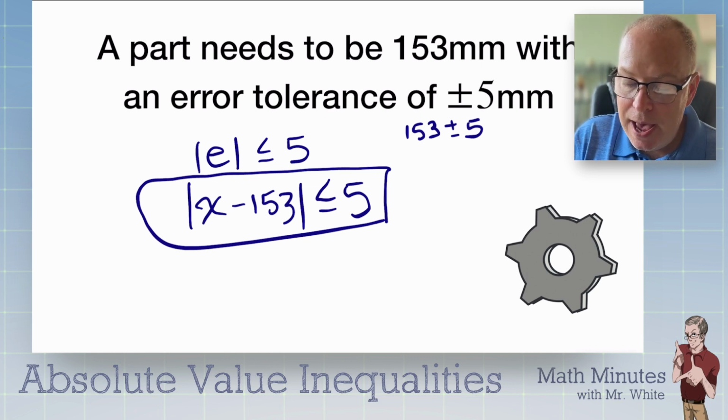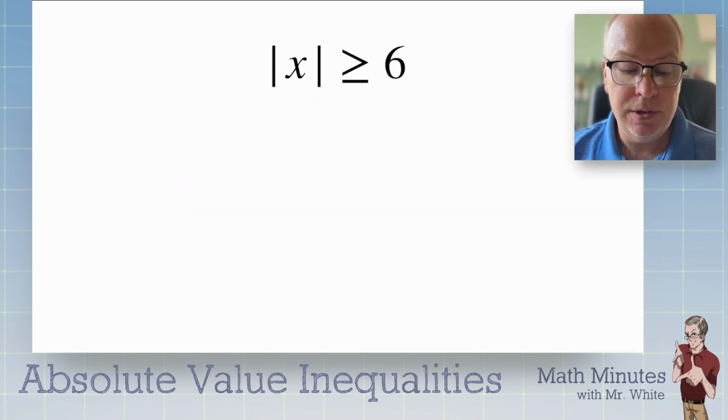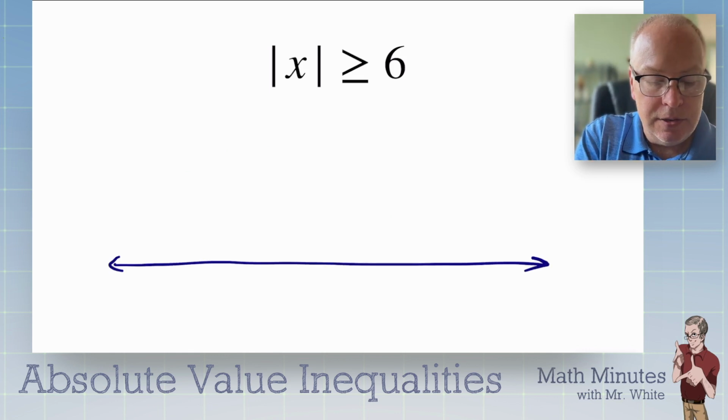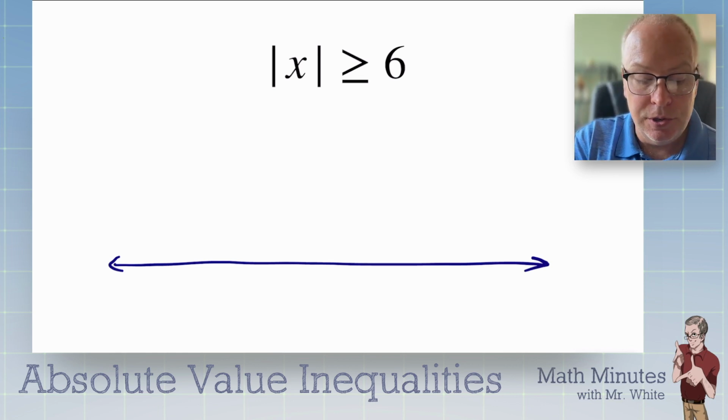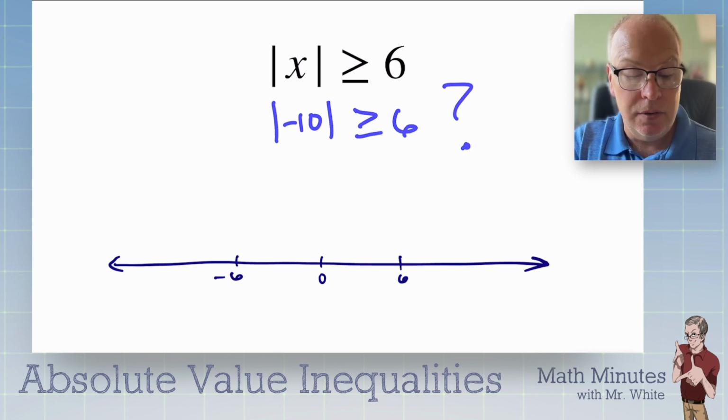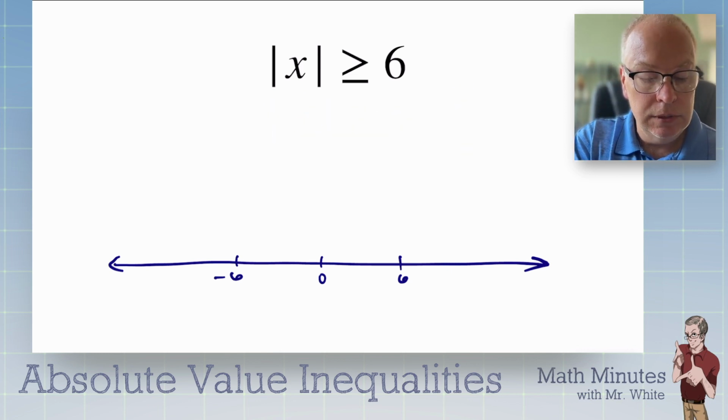All right, now what happens when it's a greater than or equal to symbol? Now, one way I like to walk students through this is let's think about some answers, some solutions. So here's 0, here's 6, and here's -6. Let me ask you this. If I plug in, let's say, -10, does that work here? Is the absolute value of -10 bigger than or equal to 6? It is. So down here at -10, I'm going to put a little circle, all right?